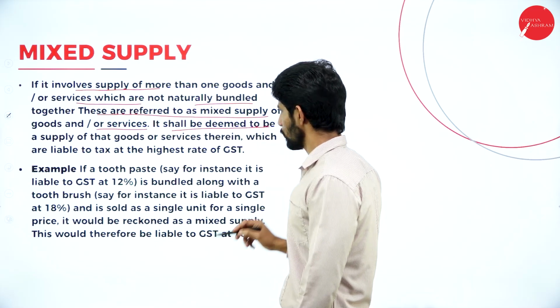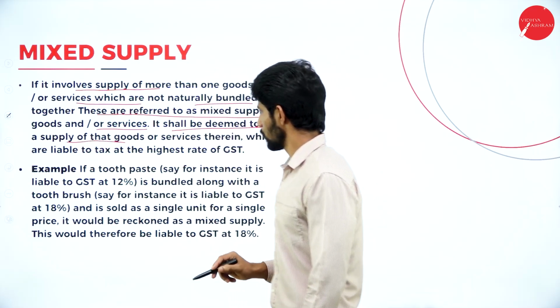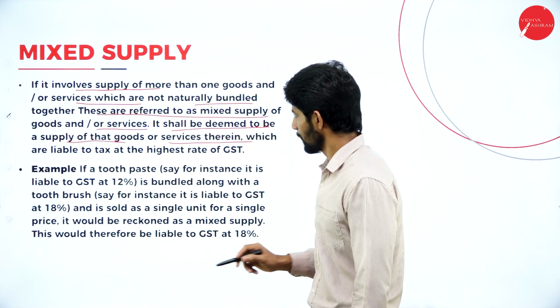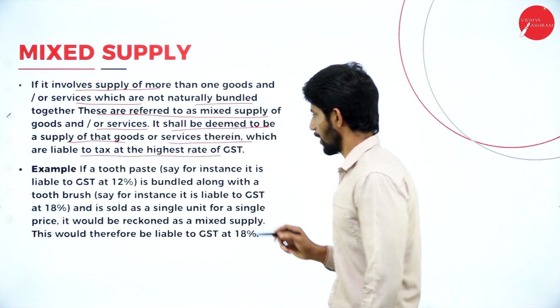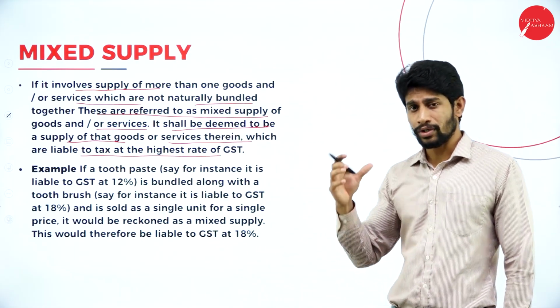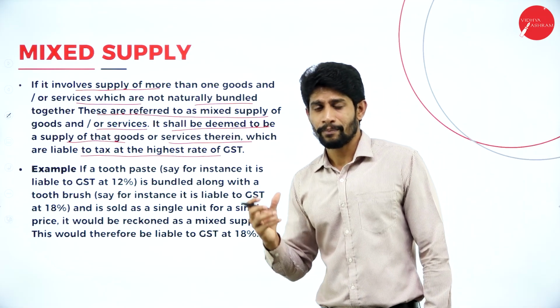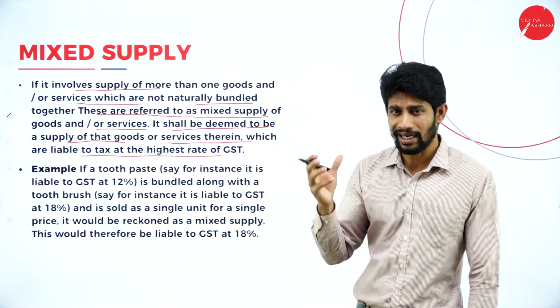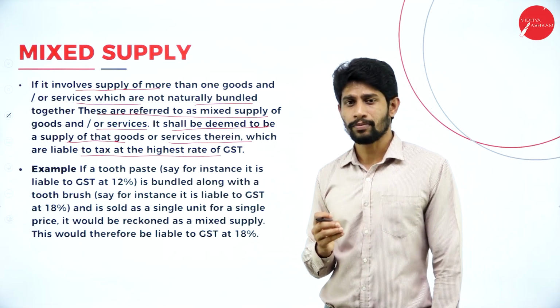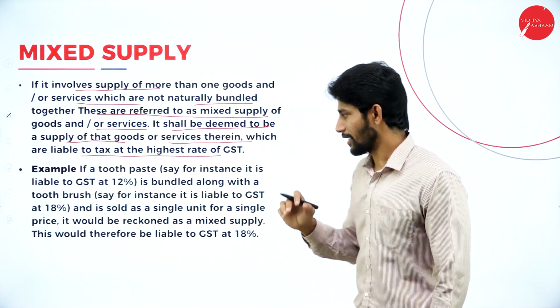It shall be deemed to be a supply of that goods or services therein which are liable to tax at the highest rate of tax. So here goods are bundled together, but they are not depending on each other. At that point of time, we are going to impose the highest rate of tax.